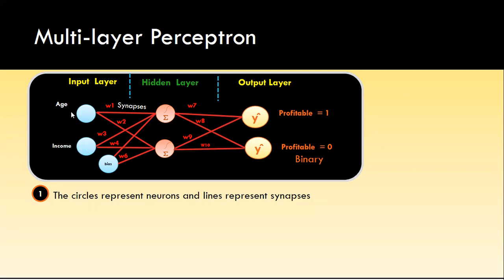So in this case, every neuron is connected to every neuron in the next layer. The neurons within the same layer do not transfer information with each other. For example, the age value will be sent to your hidden layer, the income value will be sent to the hidden layer, but age will not be sent to income. So neurons within the same layer do not transfer information with each other. The synapses are nothing but the connecting lines between the input and the hidden layer.